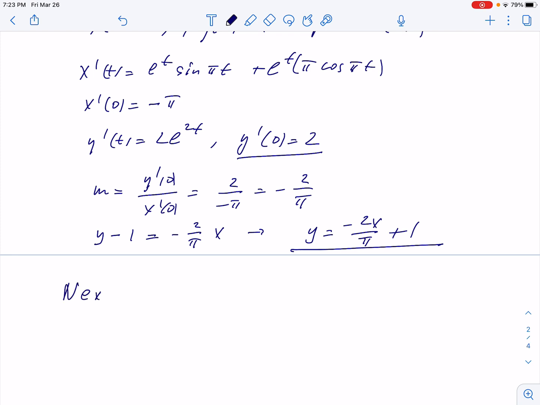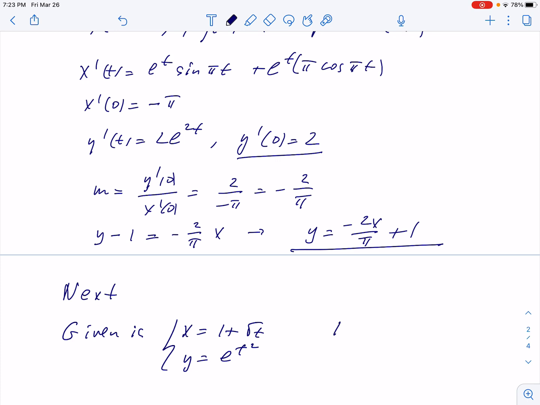Next, let's do a little bit modified problem. We have a curve with parametric equations x equals 1 plus root of t, y equals e to the power t squared.